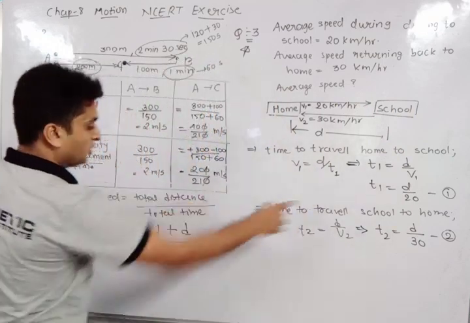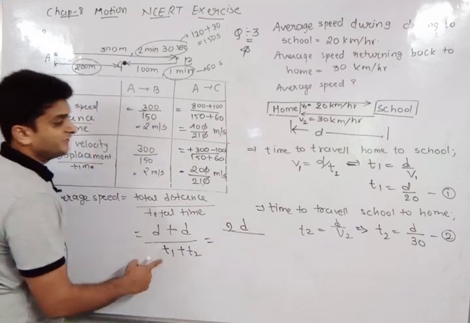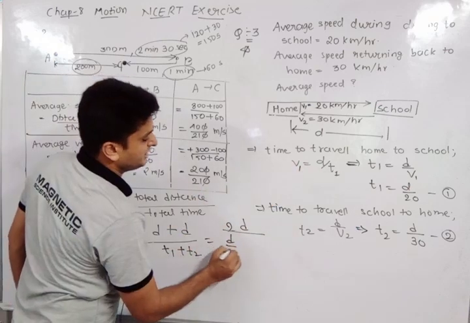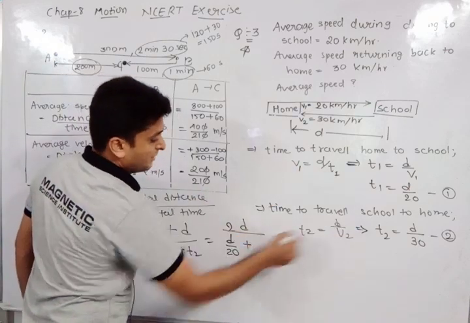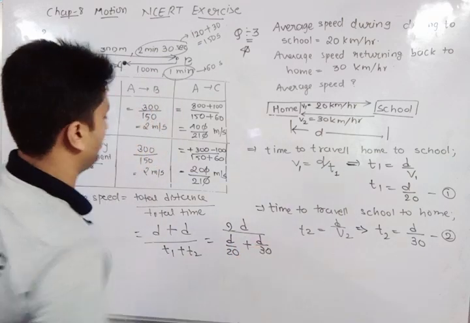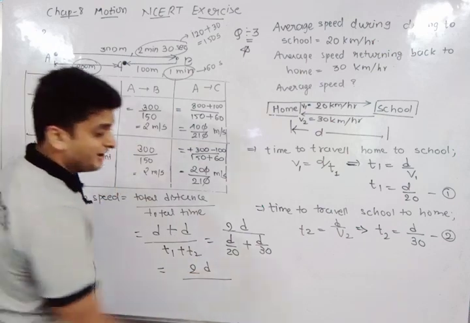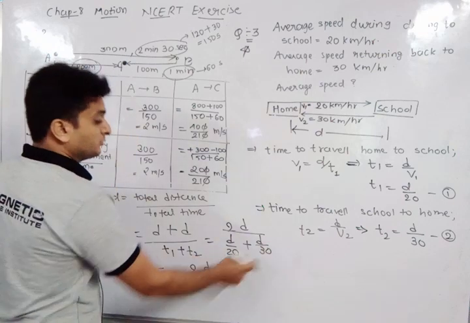Okay, we will put these both values. So it is going to be d plus d, 2d divided by t1. T1 here we have d by 20. T2 also we have, what is that? d by 30. Now the rest of the thing you just need to do is simplification. Let us do the simplification. What will we get? 2d divided by... we have to take the LCM here.